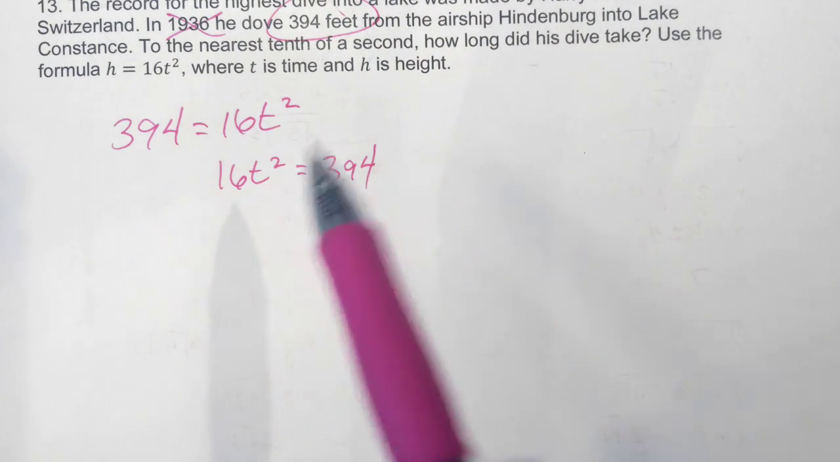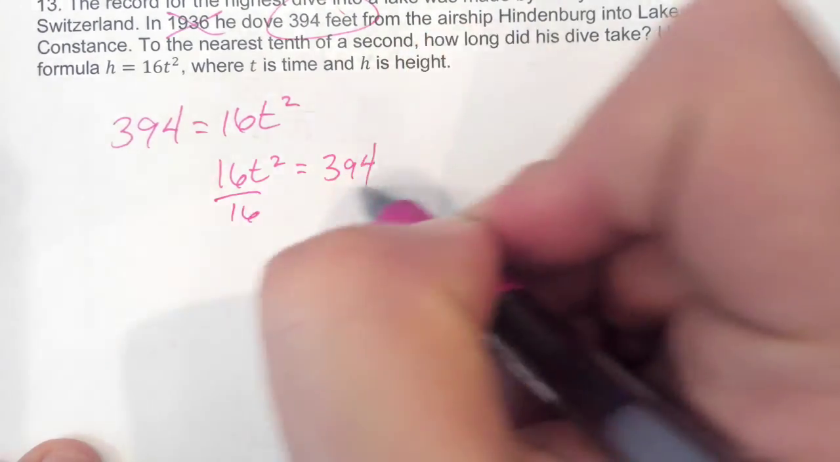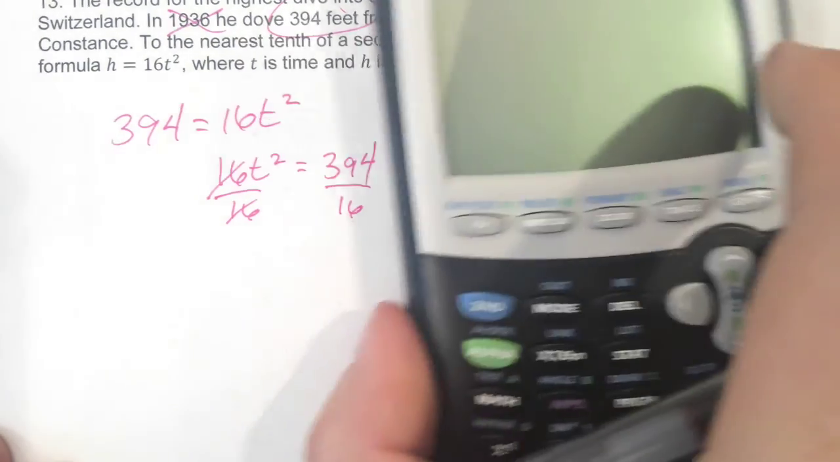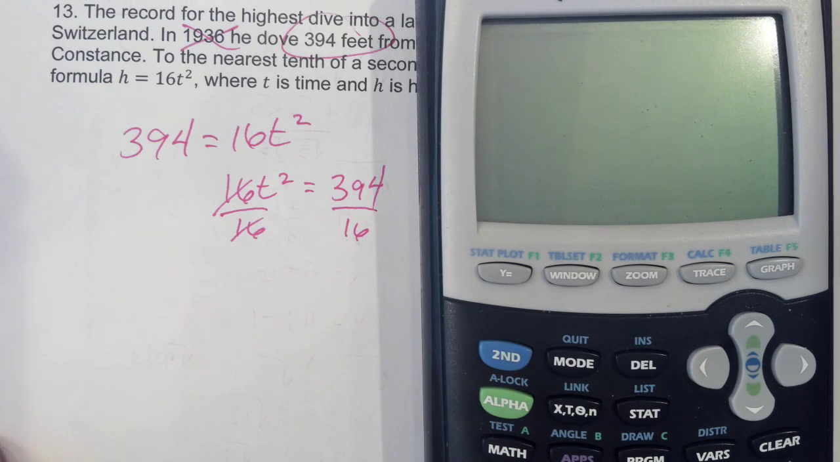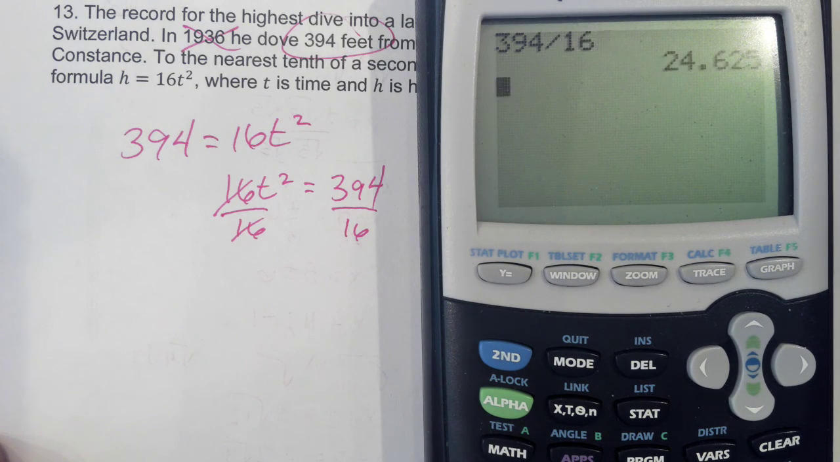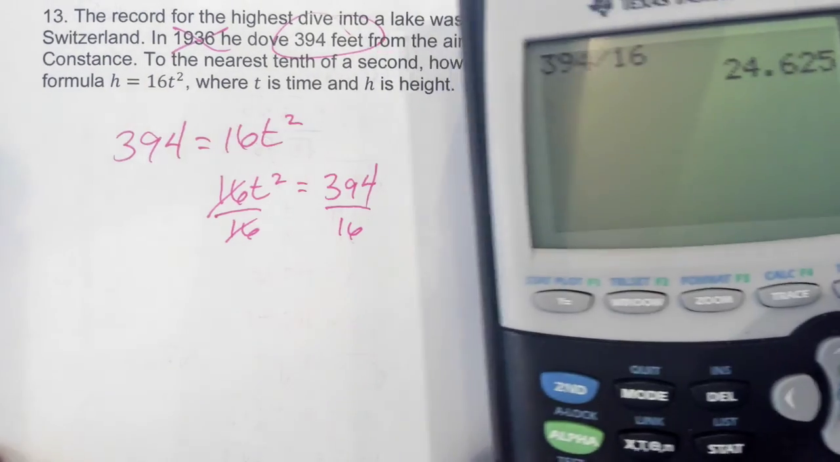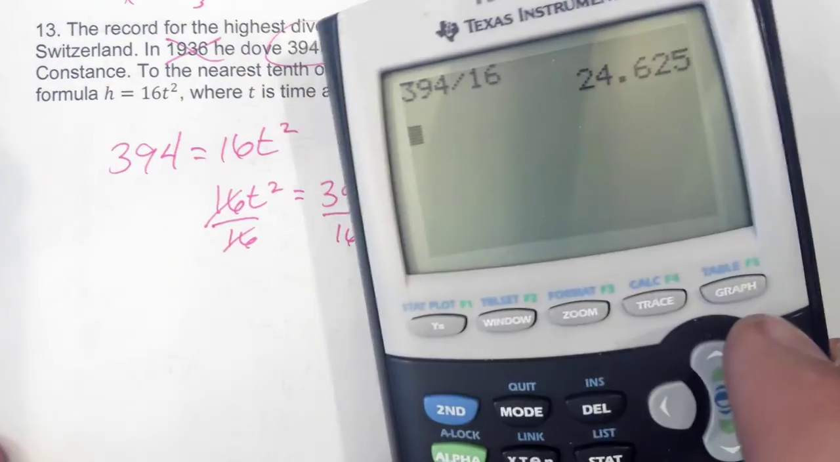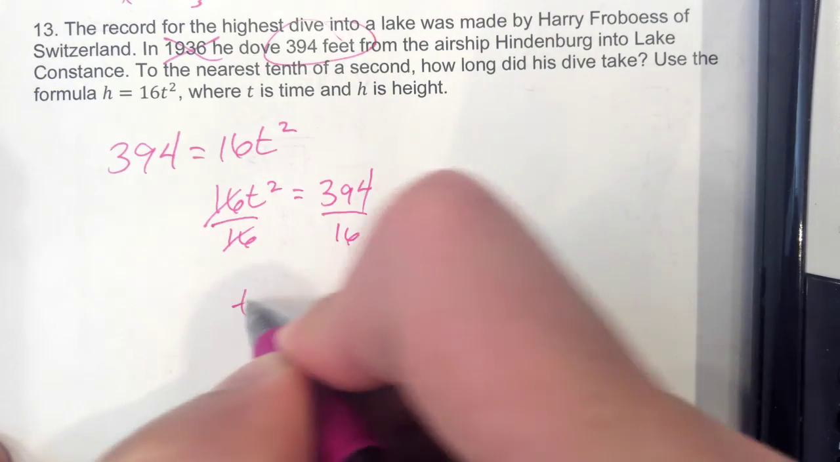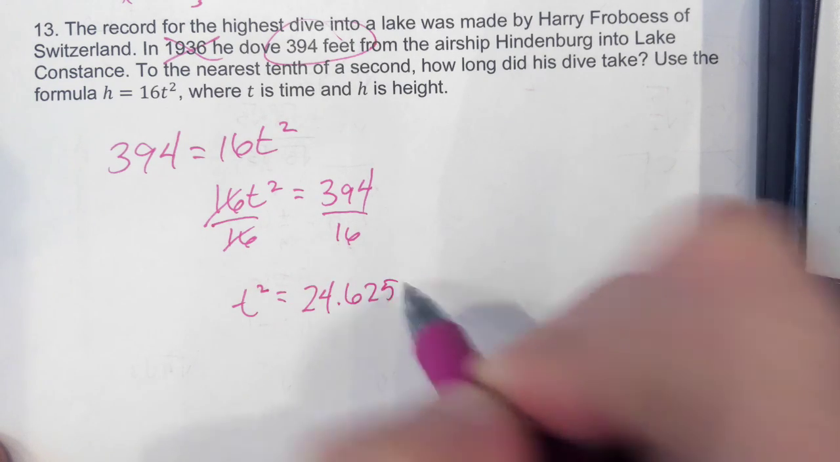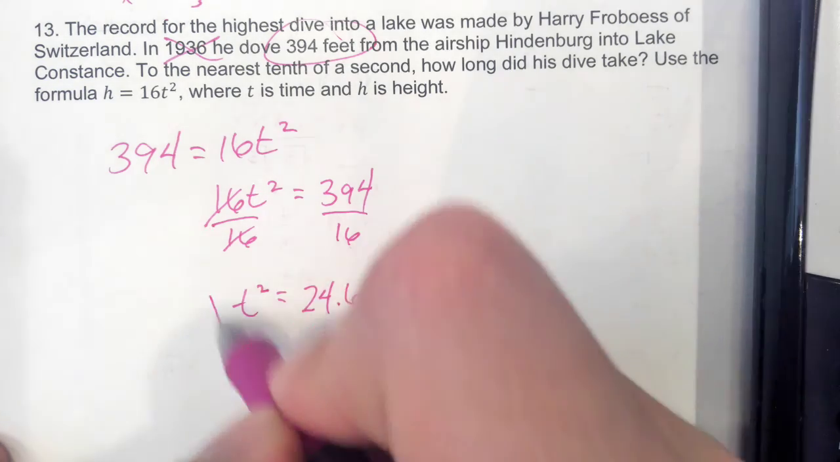Now remember, we want to get the t by itself, so the first thing we would do is divide by 16. So I'll pull out my calculator again. Let's see, 394 divided by 16. Okay, it doesn't go into it evenly, but that's okay because we're rounding our answer to the nearest tenth of a second. We'll just leave it as that decimal. We don't want to round it yet either, so don't round it. 24.625.